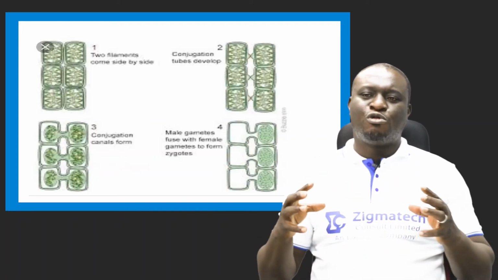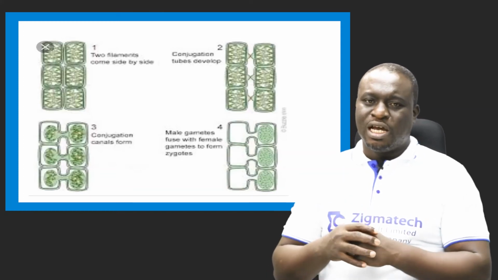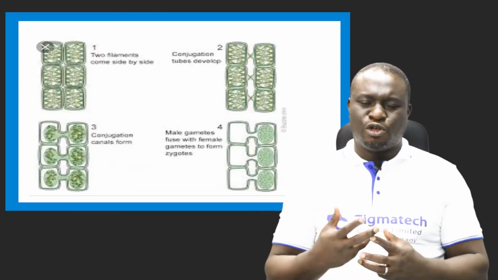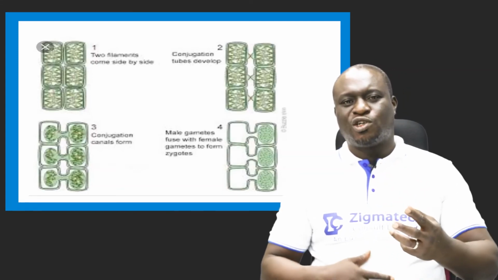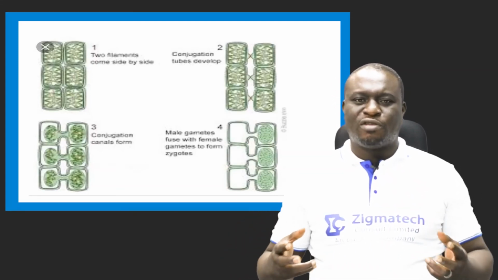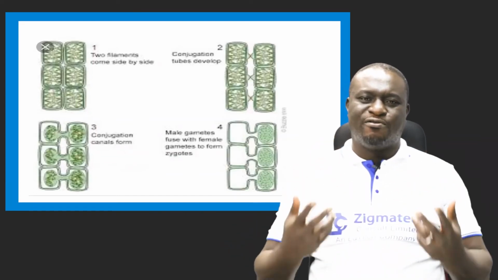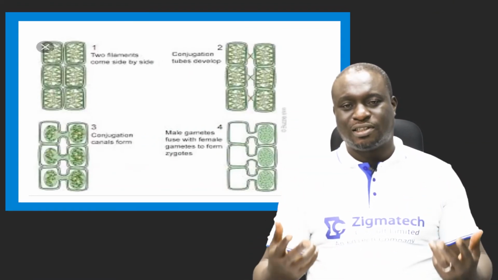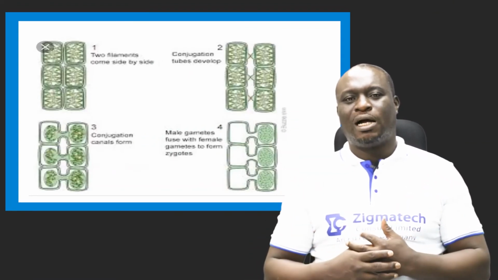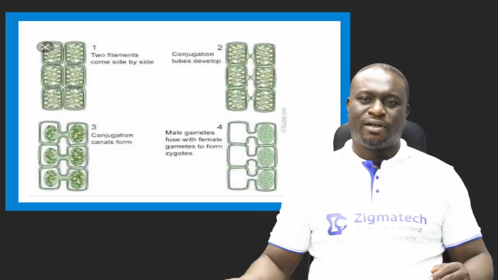Now, once fusion takes place between these nuclear materials, a new individual is produced, which is called a zygospore. Once the environment becomes favorable for it to develop, it develops into a new individual. It then develops into a new Spirogyra cell. So that is how conjugation takes place in Spirogyra.